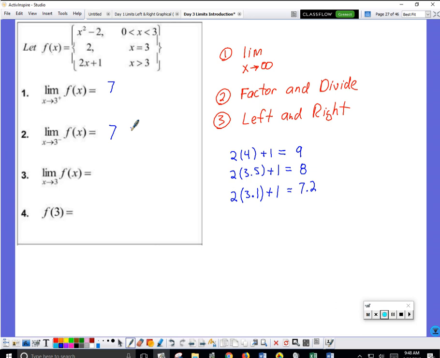Cool. This one's easy now because I don't look up here. I just look at these two. And I notice that these two are the same, so this limit must also be 7. Okay, show me on your hand what you got for number 4. Show me on your hand like this. Show me what you got for number 4. Some people weren't quite there yet.